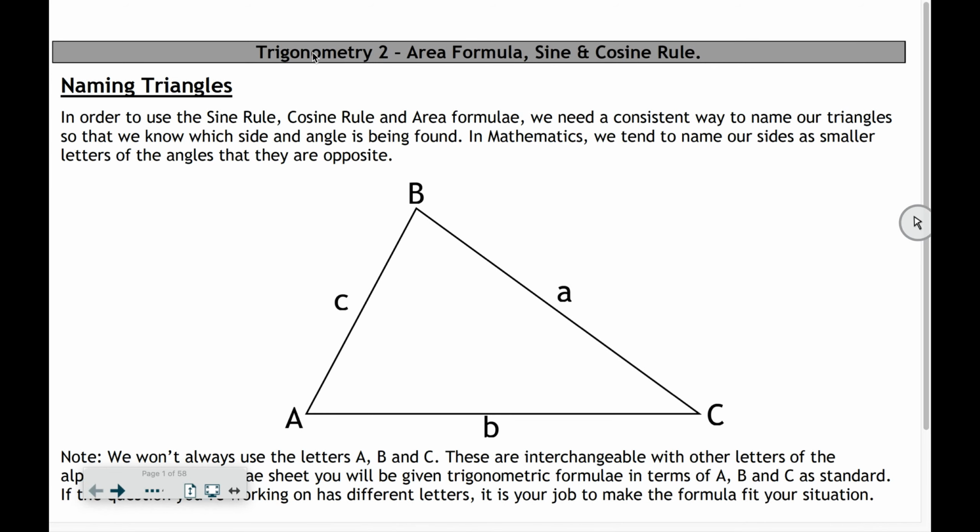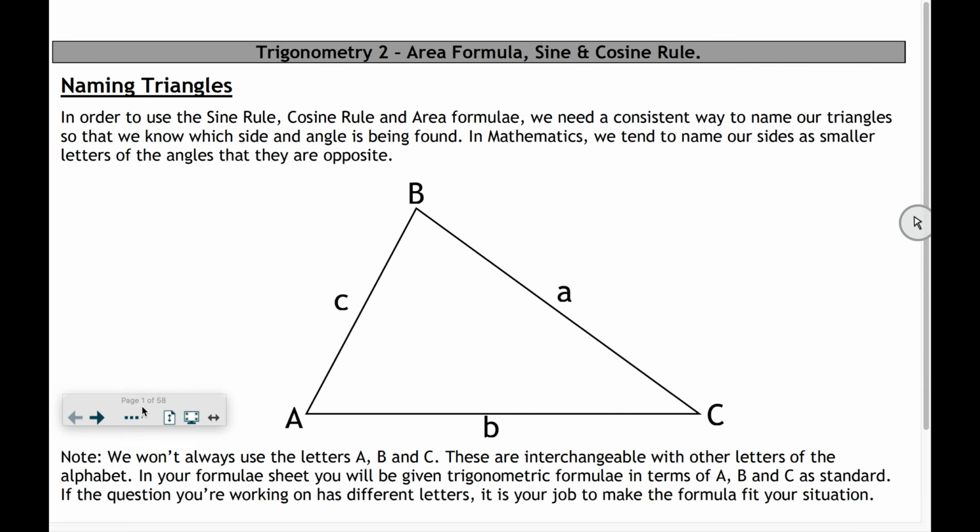Welcome to the next part of trigonometry in National 5. This one gets us really to deal with non-right angled triangles, and we'll do it in three parts where we're looking at finding the area of a non-right angled triangle and then using two new formulas called the sine rule and the cosine rule.